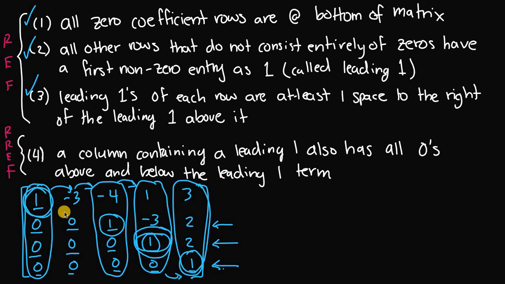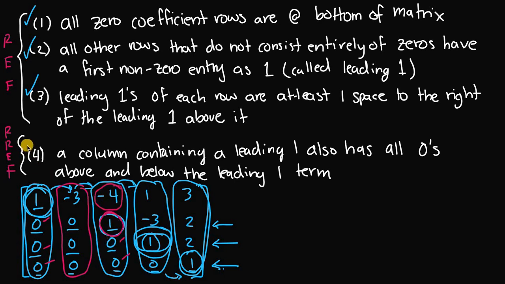So rule number 4 says that every column that has a leading 1 has to have zeros above and below the leading 1 element. So this rule only applies to columns that have a leading 1 term. So column number 1 does in fact have a leading 1 term, and all the elements above and below it are 0. So column 1 is good. Column 2 does not have a leading 1 term, so we don't need to check column 2. Column 3 has a leading 1 term here, and the elements below it are 0, but the element above that leading 1 term is a negative 4.